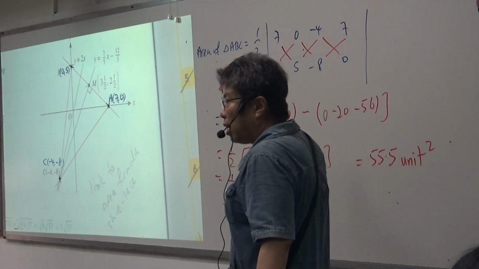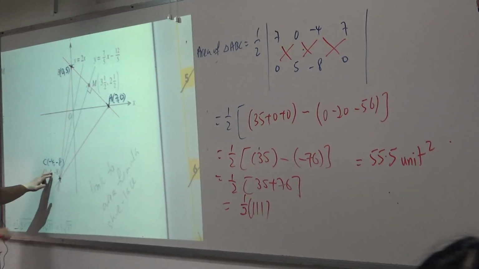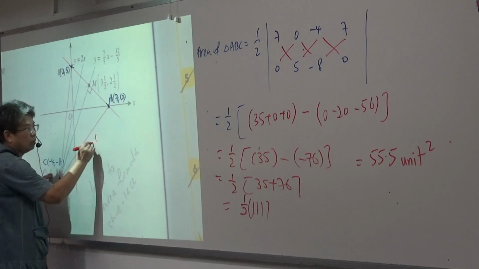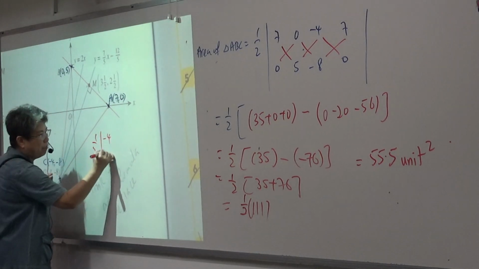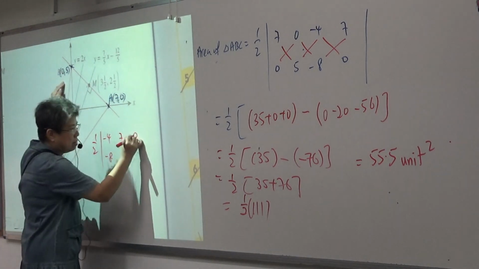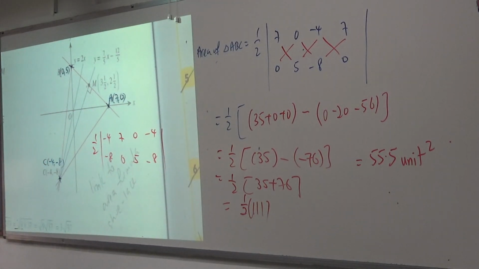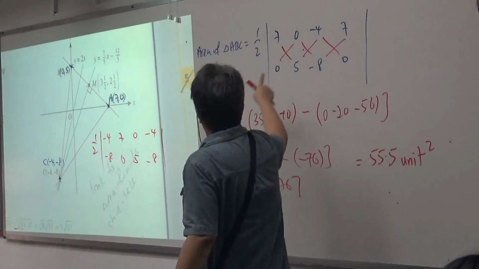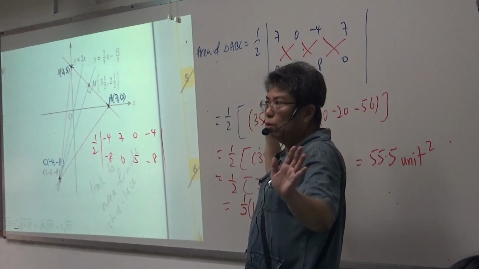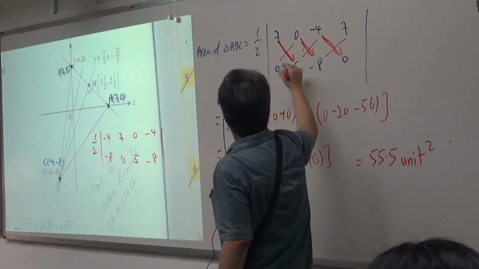Understand? Now, must I start from A? No need. If you start from C, then what must you do? C will be negative 4, negative 8, right? Then 7, 0, then 0, 5. Then you must repeat negative 4, negative 8. You must repeat the first coordinate. That is completed. Now, how come this is called the shoelace method? I don't know why. Some people like to tie the shoelace this way. I don't know. But you must remember this first, then you go this.